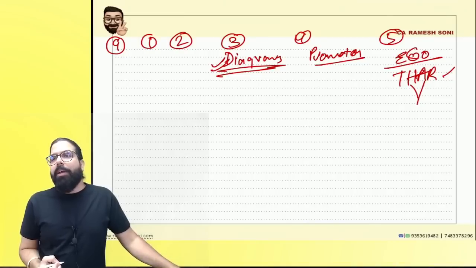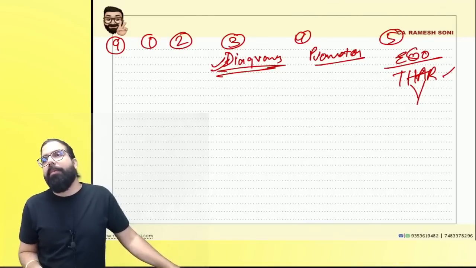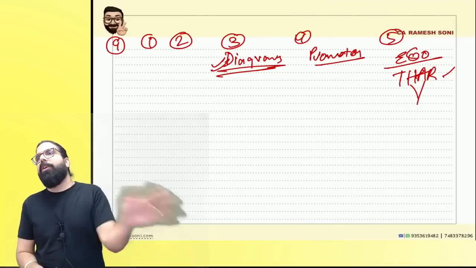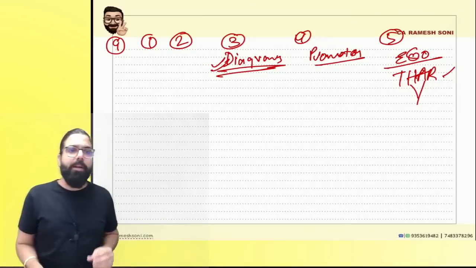Supplier will be liable. If the supplier is liable for registration under section 22.1, then the supplier will be liable. E-commerce will not be liable. Are we 100% clear? Chalo.